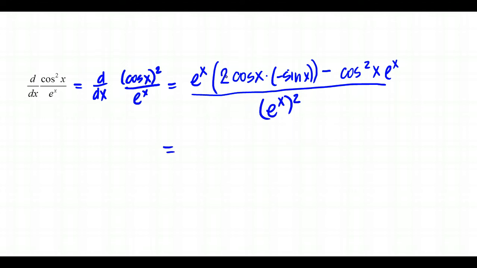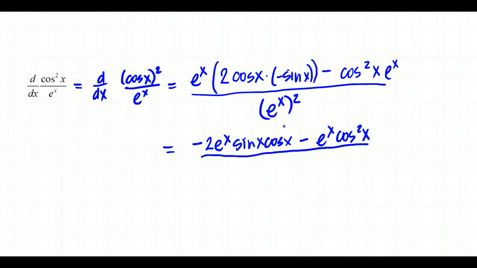So now, let's see, on this left-hand side, what can I do? I can write negative 2 e to the x sine x cosine x. So everything on that left is being multiplied. I just pulled the negative and the 2 in the front. And then minus e to the x cosine squared x all over. E to the x squared is the same as e to the 2x.